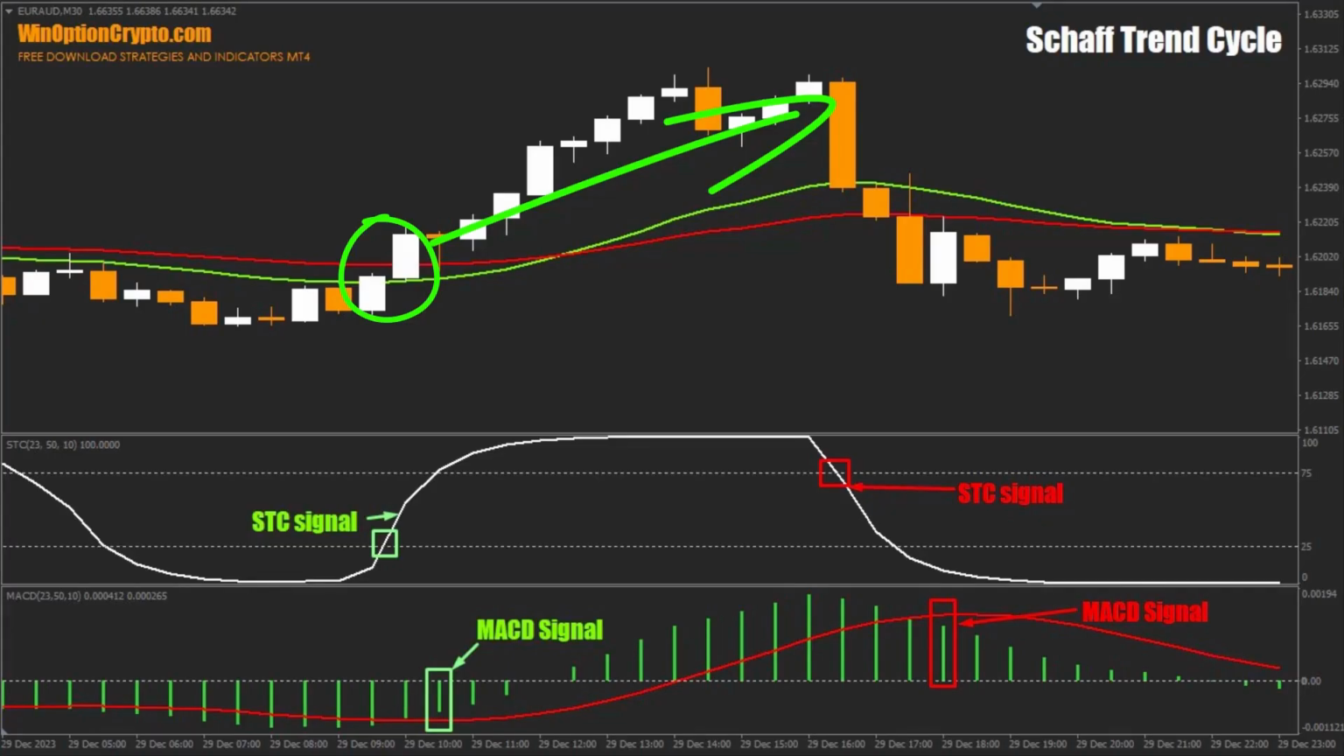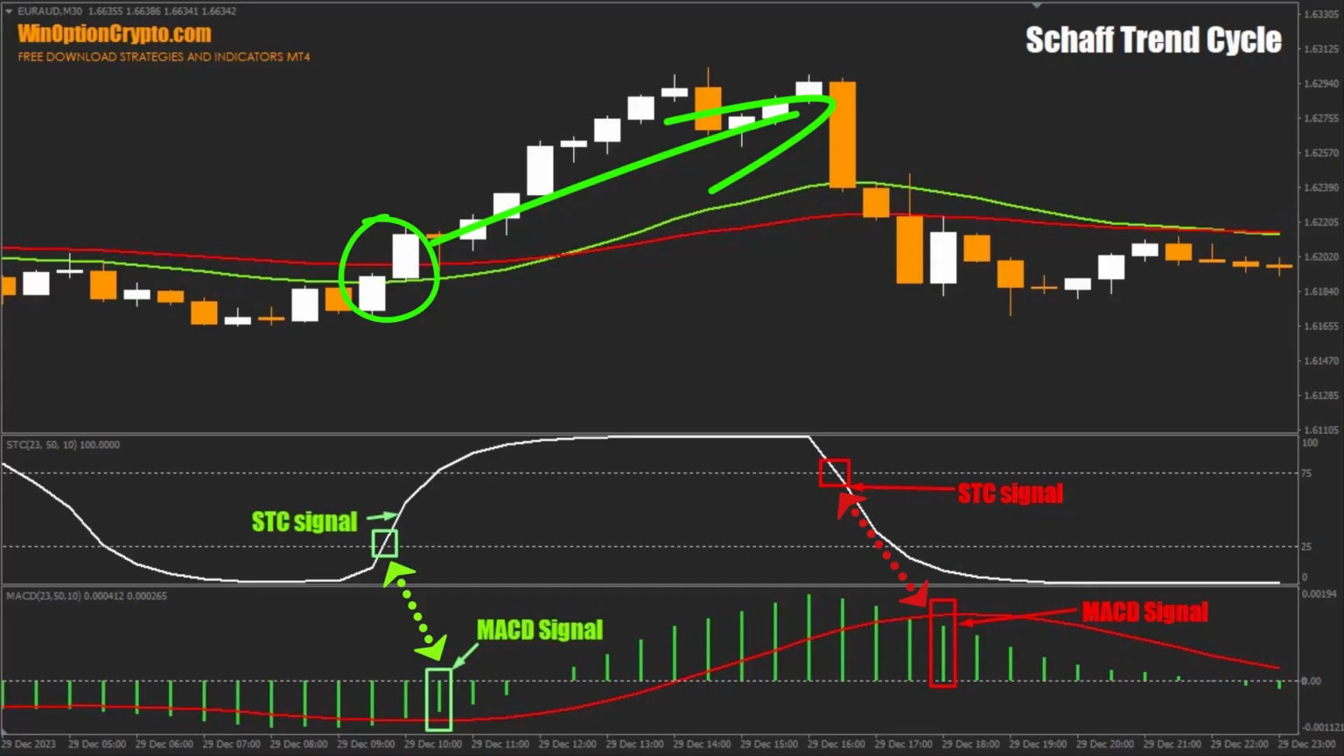This compromise is precisely what the Schaff Trend Cycle binary options indicator provides, specifically designed to warn the trader of a trend change earlier than the classic MACD. This oscillator is calculated based on the MACD line, which represents the difference between two exponential moving averages, using a modified stochastic algorithm. On the screen you see Schaff Trend Cycle signals that appear much earlier than the standard MACD.